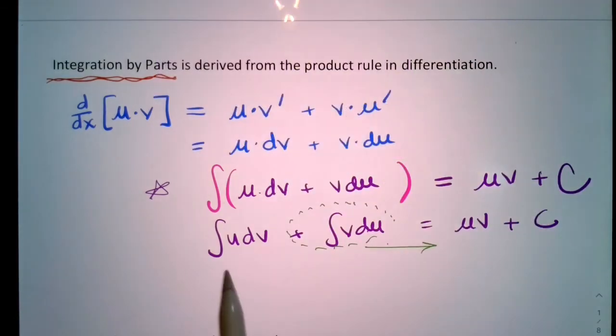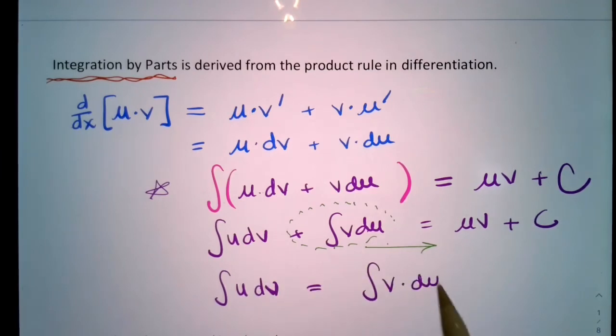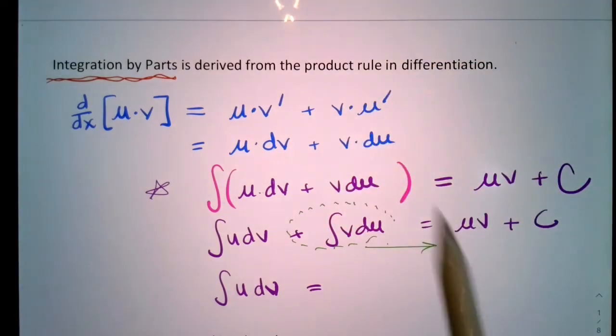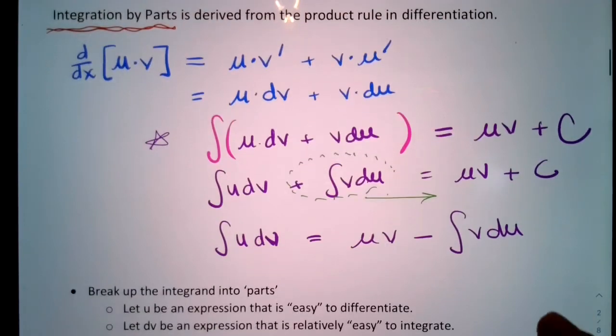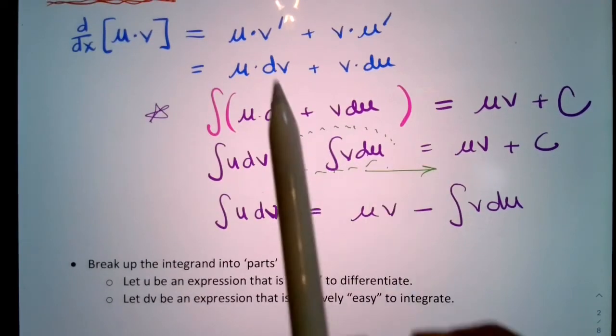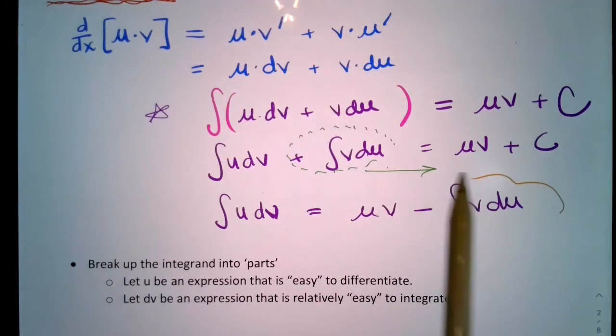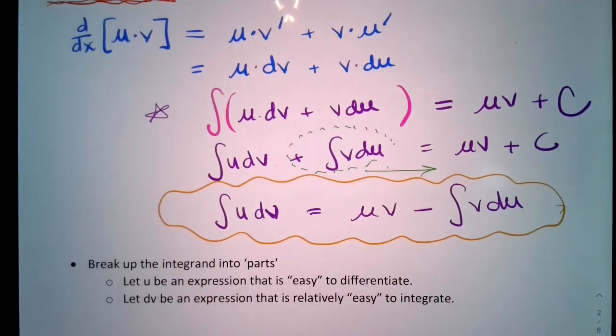Well, I'm isolating the u and the dv, and I'm going to say this is equivalent to, let me put it in the right order, u times v, and then, when I move this over to the other side, negative the integral of v du. Now notice I'm leaving off that constant of integration. Let's just talk about this for a second. This 100% is integration by parts. This is what everybody knows as integration by parts.